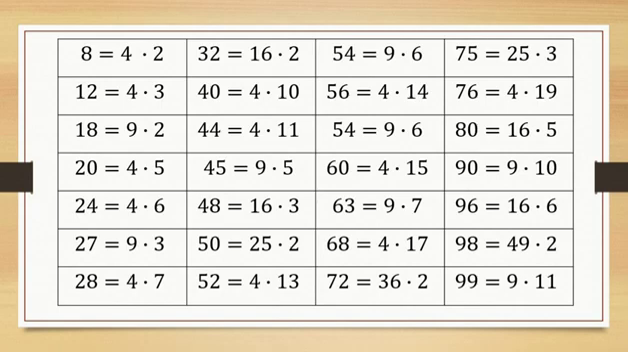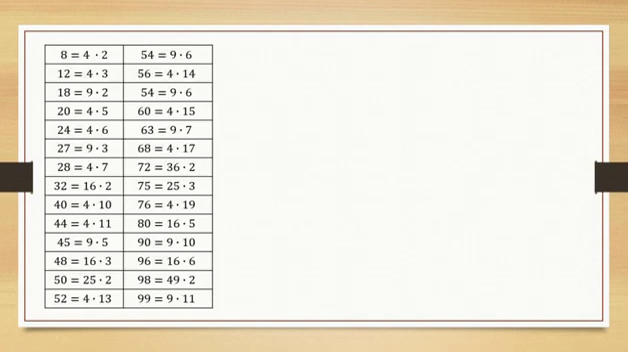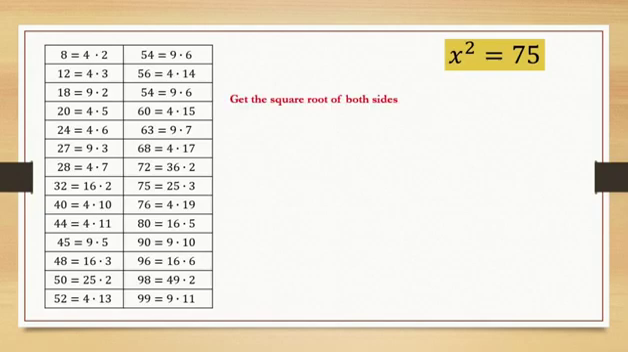Okay, let's have an example. So, I'm giving you a table para meron kayong reference. So, x squared is equal to 75. 75 is not a perfect square. Okay? So, first, get the square root of both sides. Kunin natin yung square root ng both sides. So, we will have square root of x squared is equal to square root of 75.